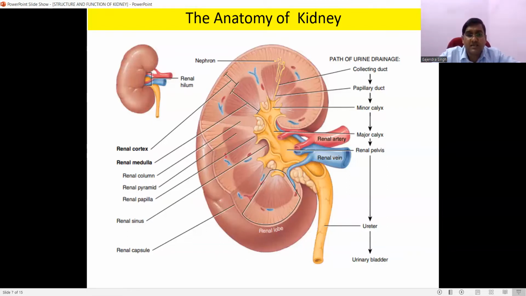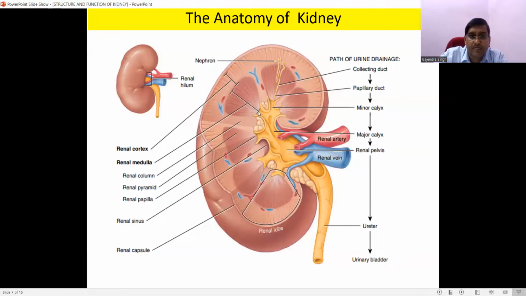Renal medulla consists of different cone-like structures. We can see here that different cone-like structures are present, which are known as pyramids. So the renal medulla has renal pyramids, and the base of the pyramid is towards the renal cortex, whereas the apex of each pyramid, the narrower end of each pyramid, is towards the renal hilum.